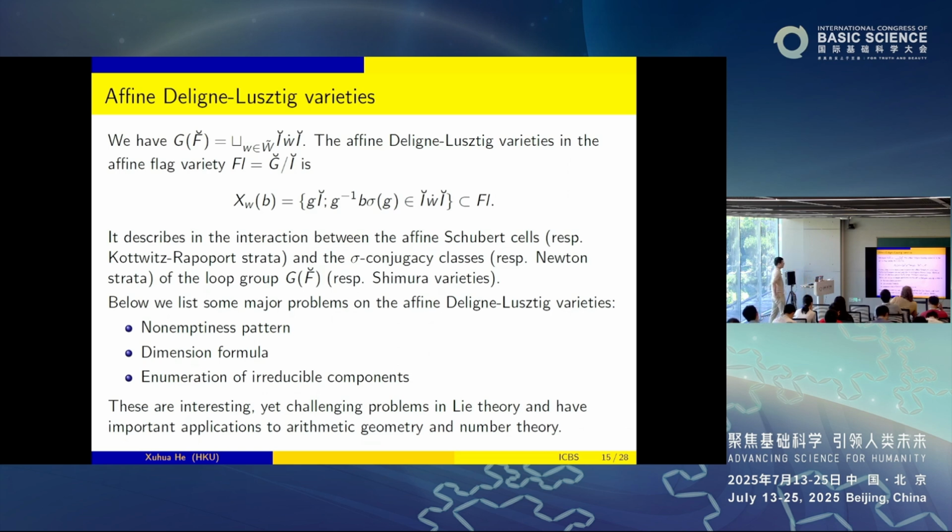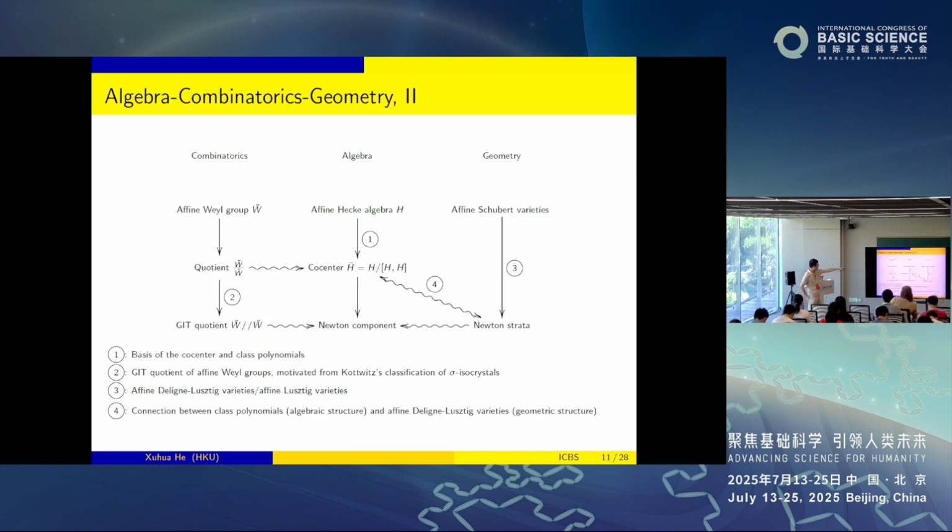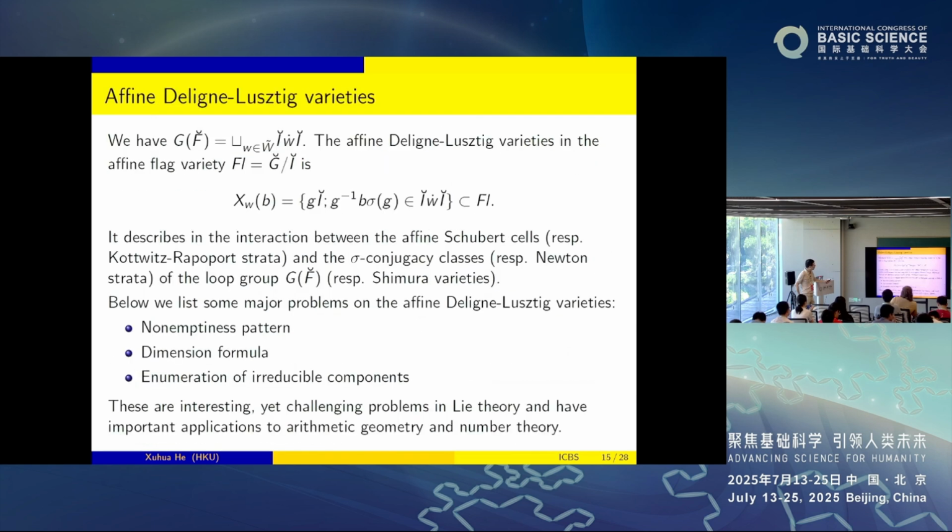And well, this actually leads to the definition of the affine Deligne-Lusztig varieties, which appear as the fibers of this arrow labeled 3, the third one. So when you go from the affine Schubert cell to the Newton strata, those are stable under the Frobenius-twisted conjugation. So we look at the intersection of the affine Schubert cell, which is IWI, with the Frobenius-twisted conjugacy class.